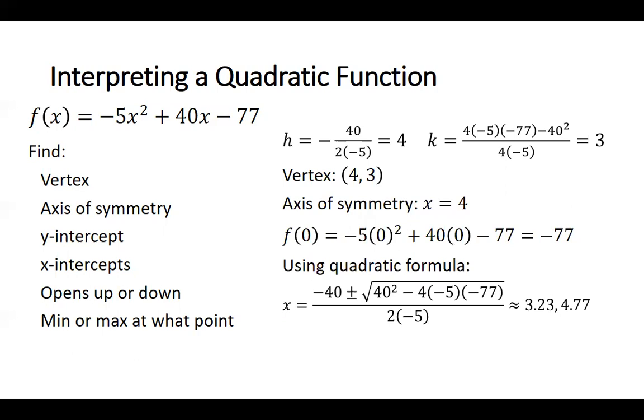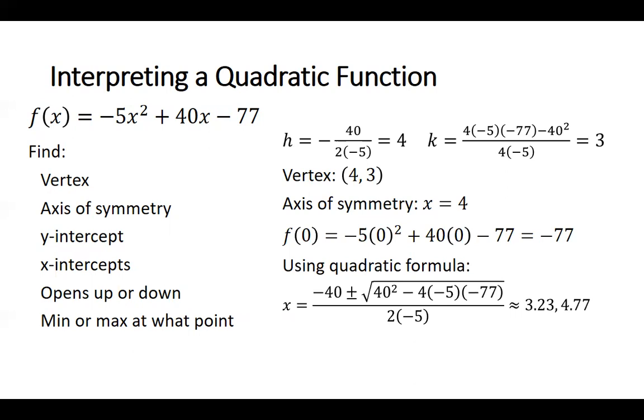And you can see that those are balanced about the vertex (4, 3), right? If we've got axis of symmetry x equal to 4, we're going down by about 0.77 to 3.23, and up by about 0.77 to 4.77. So those center around it, which is good.